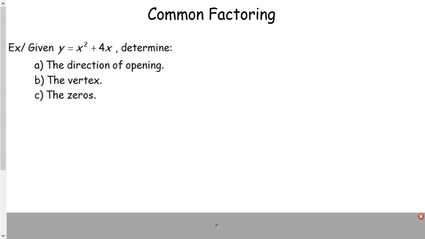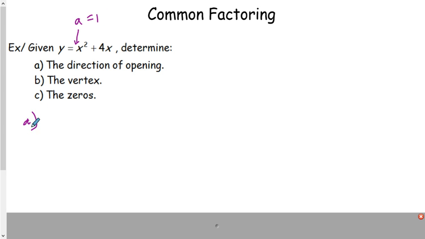So we've got a quadratic here. It's y equals x squared plus 4x, and we're going to determine the direction of opening, the vertex, and the zeros. Okay, so here we go. First of all, let's do our direction of opening. When we're looking at our direction of opening, we're just looking for our a value, which is right here. In this case, our a value just equals 1.